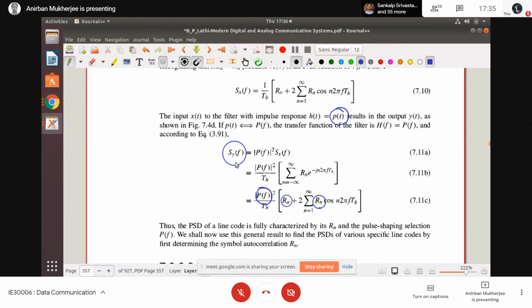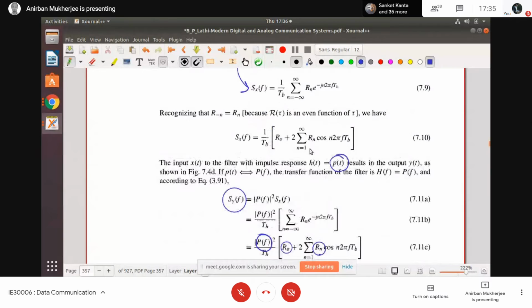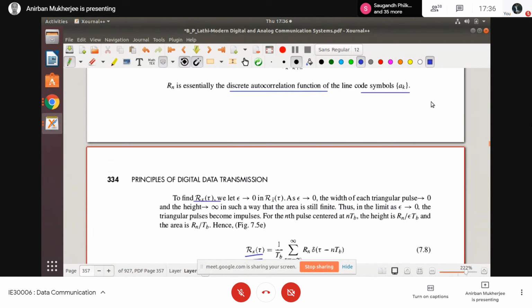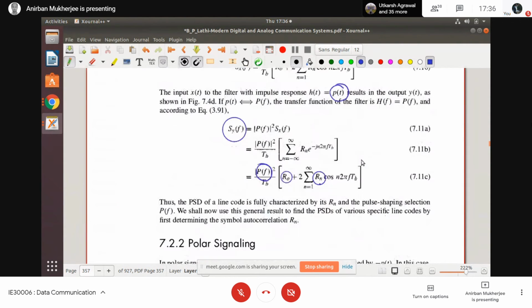Now, say for different types. Is it clear? If I choose the line codes properly, what is R_n? R_n is basically a summation over A_k and A_(k plus n). If I choose the A_k properly, then I can choose R_n and R0, and if I choose the pulse shaping function P(f), then my output PSD is characterized.